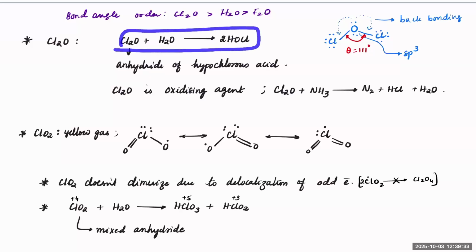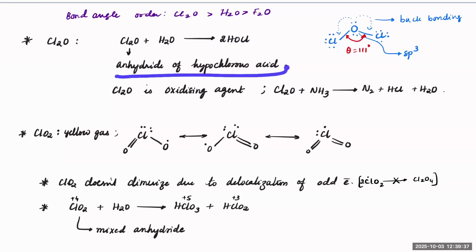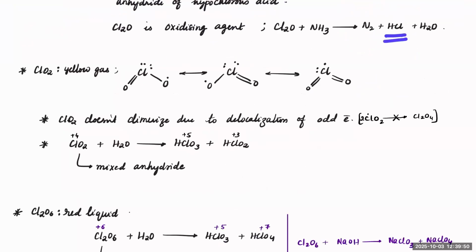Now, let's notice these oxides one by one. Cl2O, when you react with water, will become HOCl, and that is the anhydride of hypochlorous acid. Cl2O is an oxidizing agent. It can oxidize something as simple as ammonia to N2, and it can be reduced into HCl.